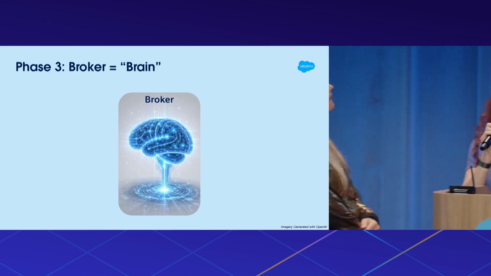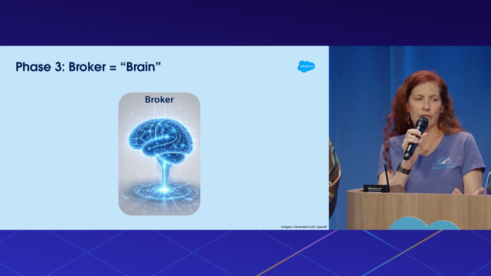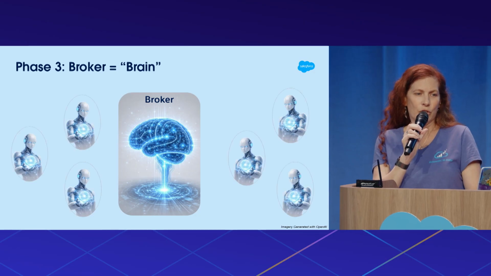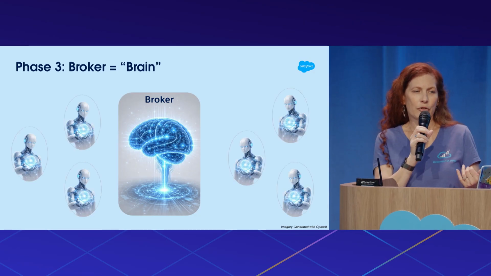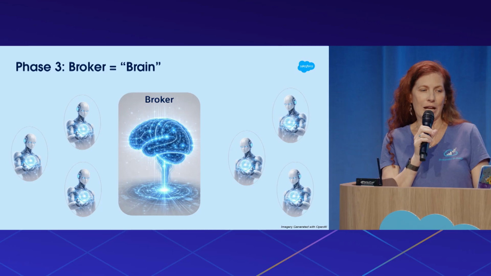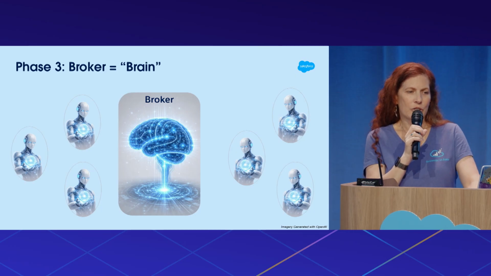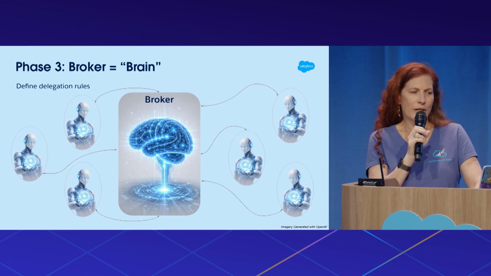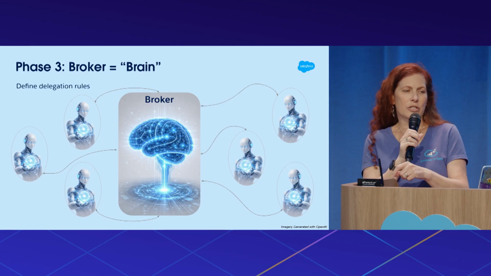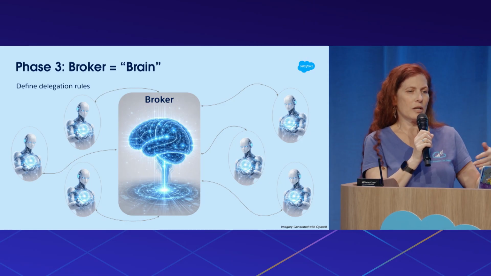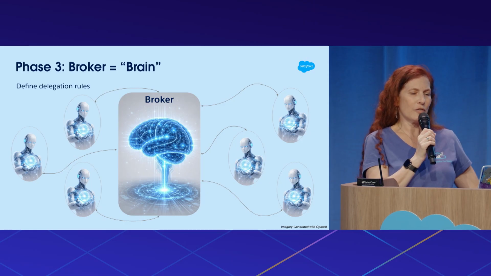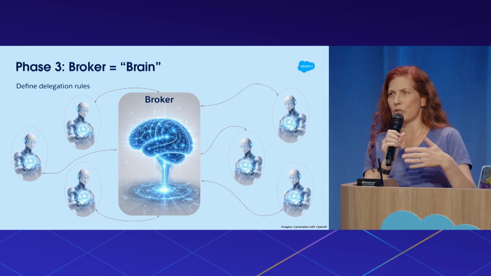So phase 3 is where our broker comes in. This is effectively the brain of the system. You register your agents, provide the model credentials, and define how delegation should happen. In other words, you're teaching the broker when to route a request to a specific agent, and this in turn turns your collection of agents into a coordinated system as opposed to just a whole bunch of agents.